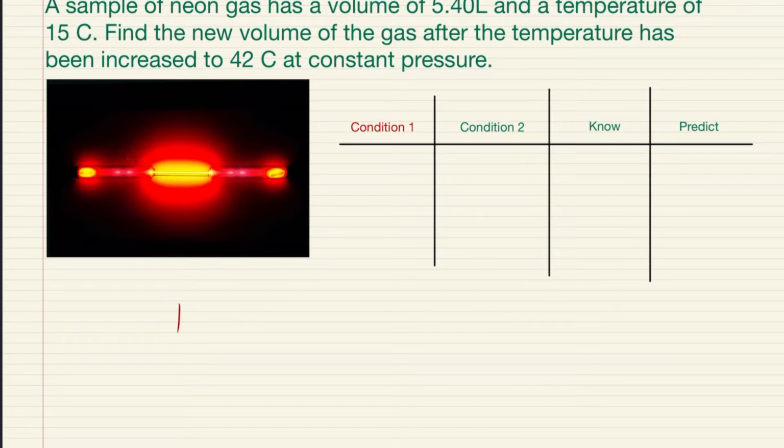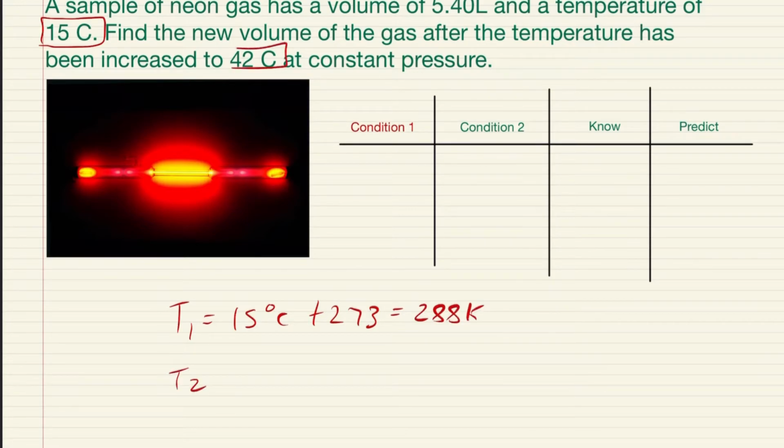So we know that T1, or the first temperature they provide, is 15 degrees Celsius. So we'll do 15 Celsius plus 273, which is 288 Kelvin. And we know that T2, or the second temperature they give us, is 42 degrees Celsius. So that'll be 42 degrees Celsius plus 273, and that gives us 315 Kelvin.